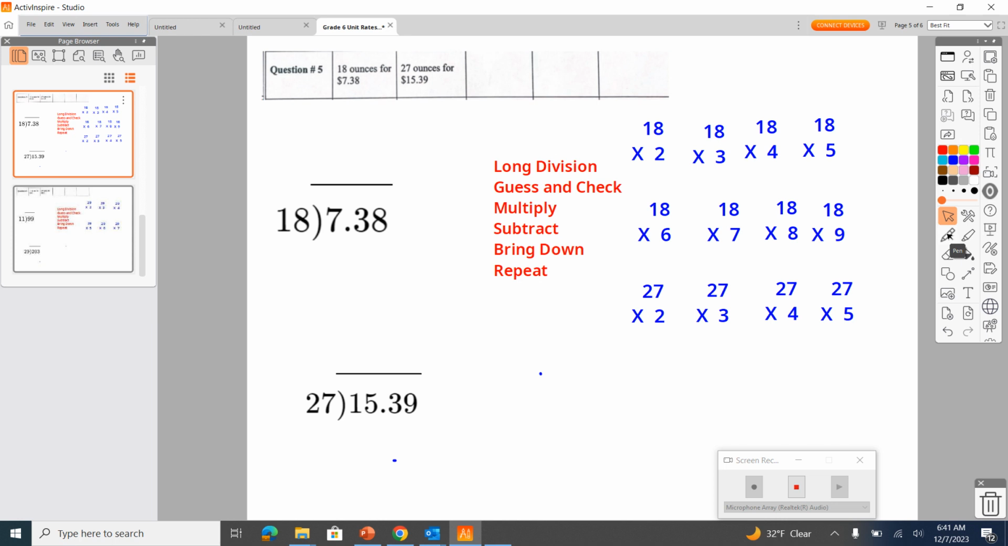So I'm dividing 18 into 7.38. There is no decimal in 18. There is in 7.38. So I'm going to put a decimal up there.